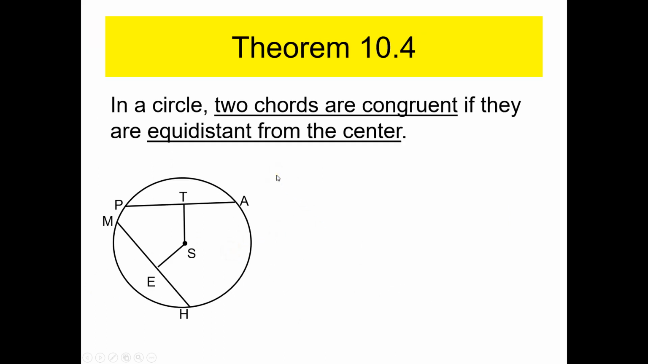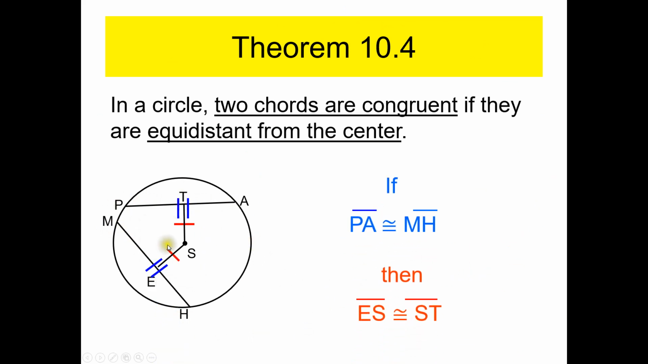Next, okay, if two chords are congruent, in other words, PA and MH, if they're congruent, then they're equidistant from the center. So this segment right here and this segment right here are going to be the same length. And that's if that chord and this chord are equal. Okay? So if those are equal, then the distance away from the center is equal.